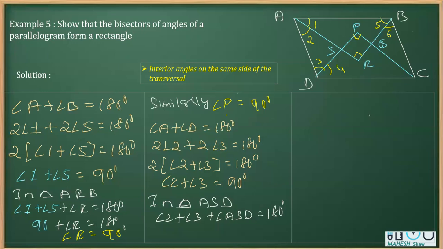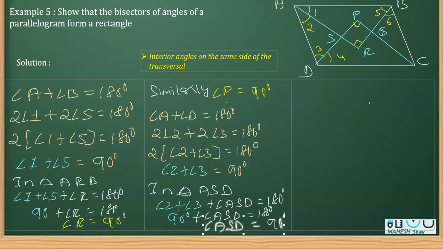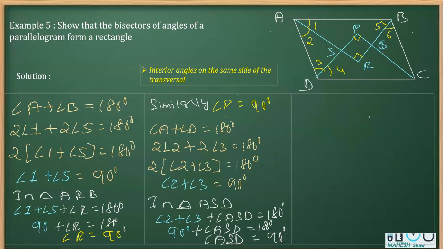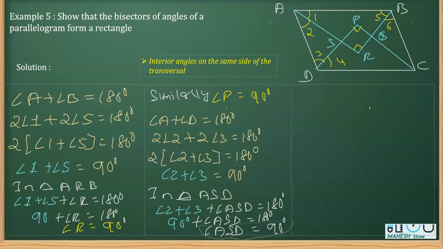Now, as you can see here, we have angle 2 plus angle 3 as 90 degree. So we can replace this 2 plus 3 with 90, same as done previously. So if I write this being 90 degree, this plus angle ASD is equal to 180 degree. So on transposing, we will get angle ASD is equal to 90 degree. Now check here. We have proved one more angle as 90 degree. And this time, the angle taken is ASD.